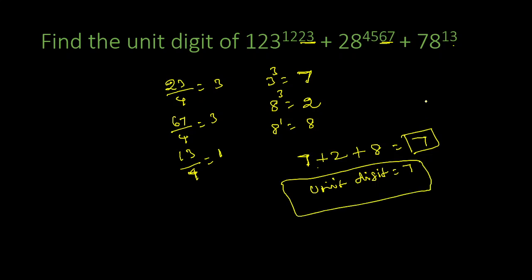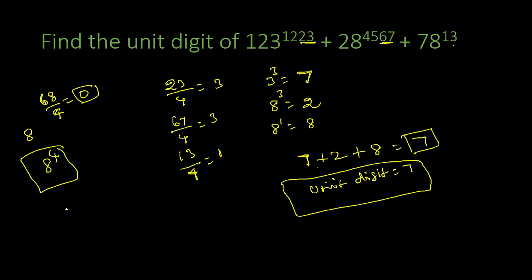Now you might be wondering, sir, suppose instead of this number 67, if I have 68, what should I do? When I divide 68 by 4, now you have 0 as a remainder. So we cannot apply 8 to the power of 0. 8 to the power of 0 is not applicable for unit digit. So when you get 0 as a remainder, simply apply 8 to the power of 4. That means you have to take the unit digit for 8 to the power of 4.